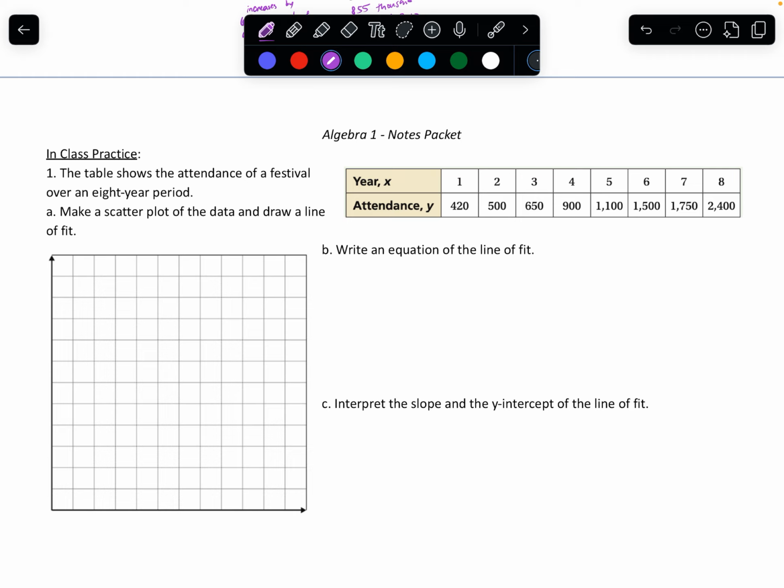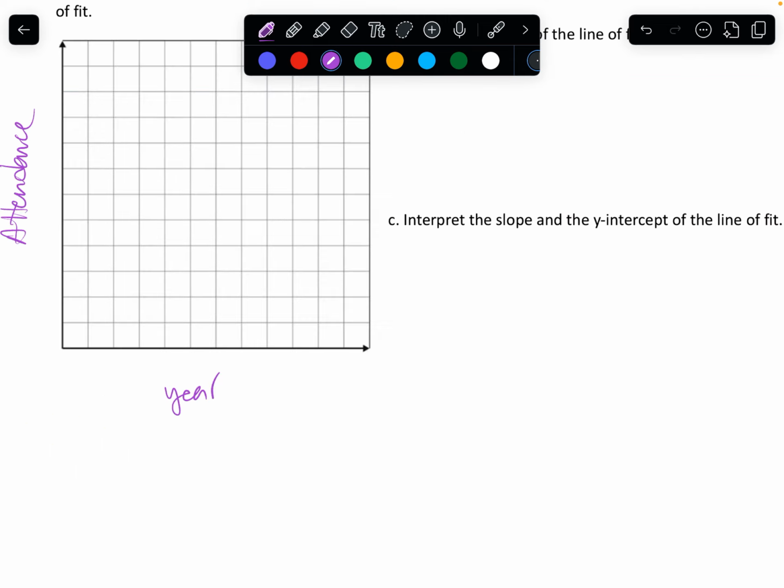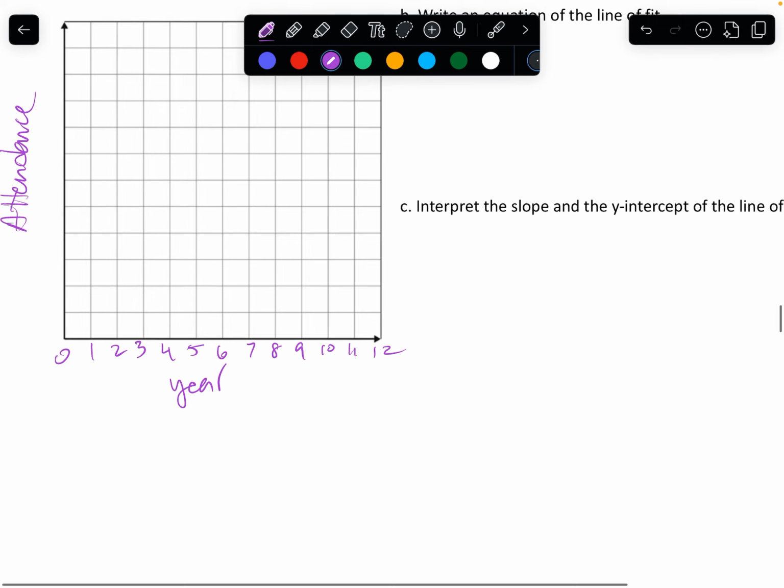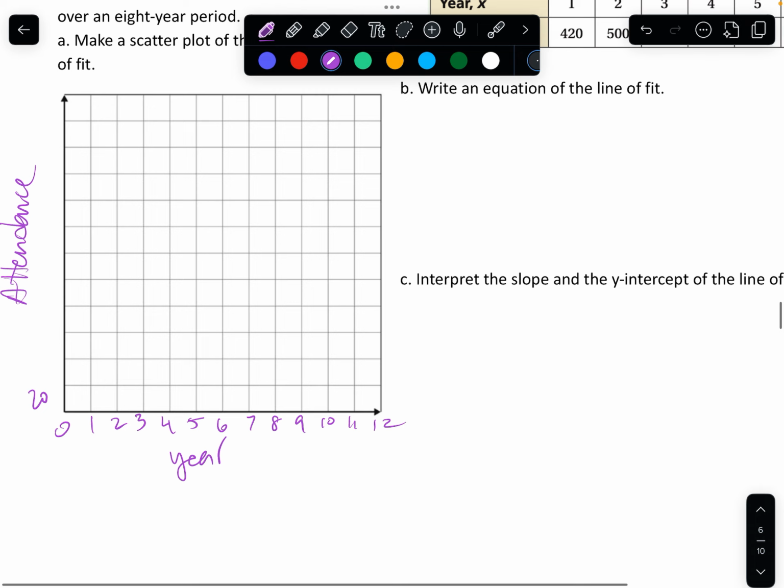For this one, it shows the attendance of a festival over an 8-year period. Make a scatter plot of the data and draw a line of fit. So I would say x is year and y is attendance. My year is going to be 0, 1, 2, 3, 4, 5, 6, 7, 8, 9, 10, 11, 12. Maybe my axis will go up by 200s again. That worked out well last time.